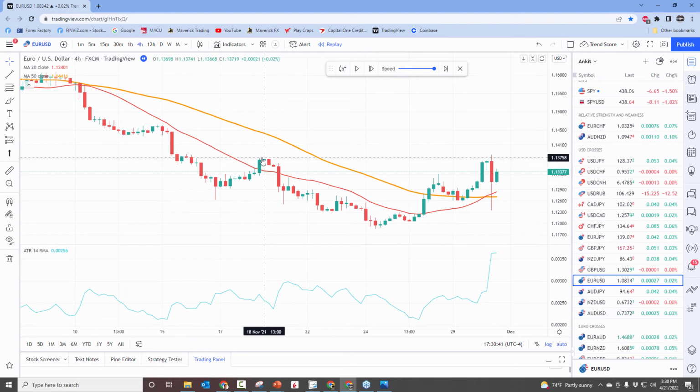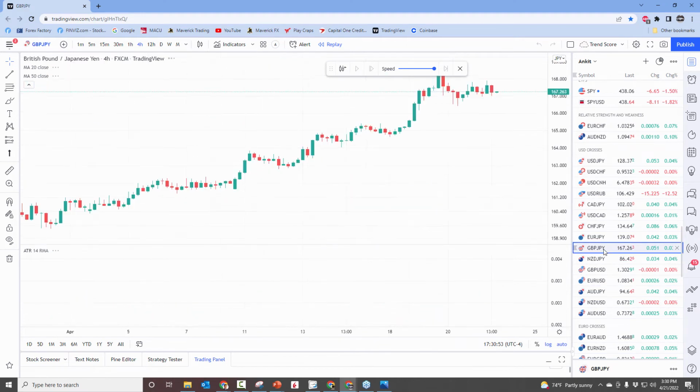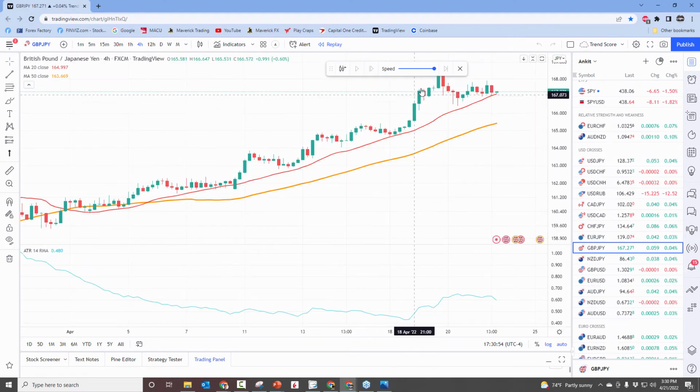All right, let's go through a couple more exercises and a couple more pairs. And I want you to see kind of what I'm looking at, and then I want you to go in and do this same thing yourself and really see if volatility or if ATR can help you out.